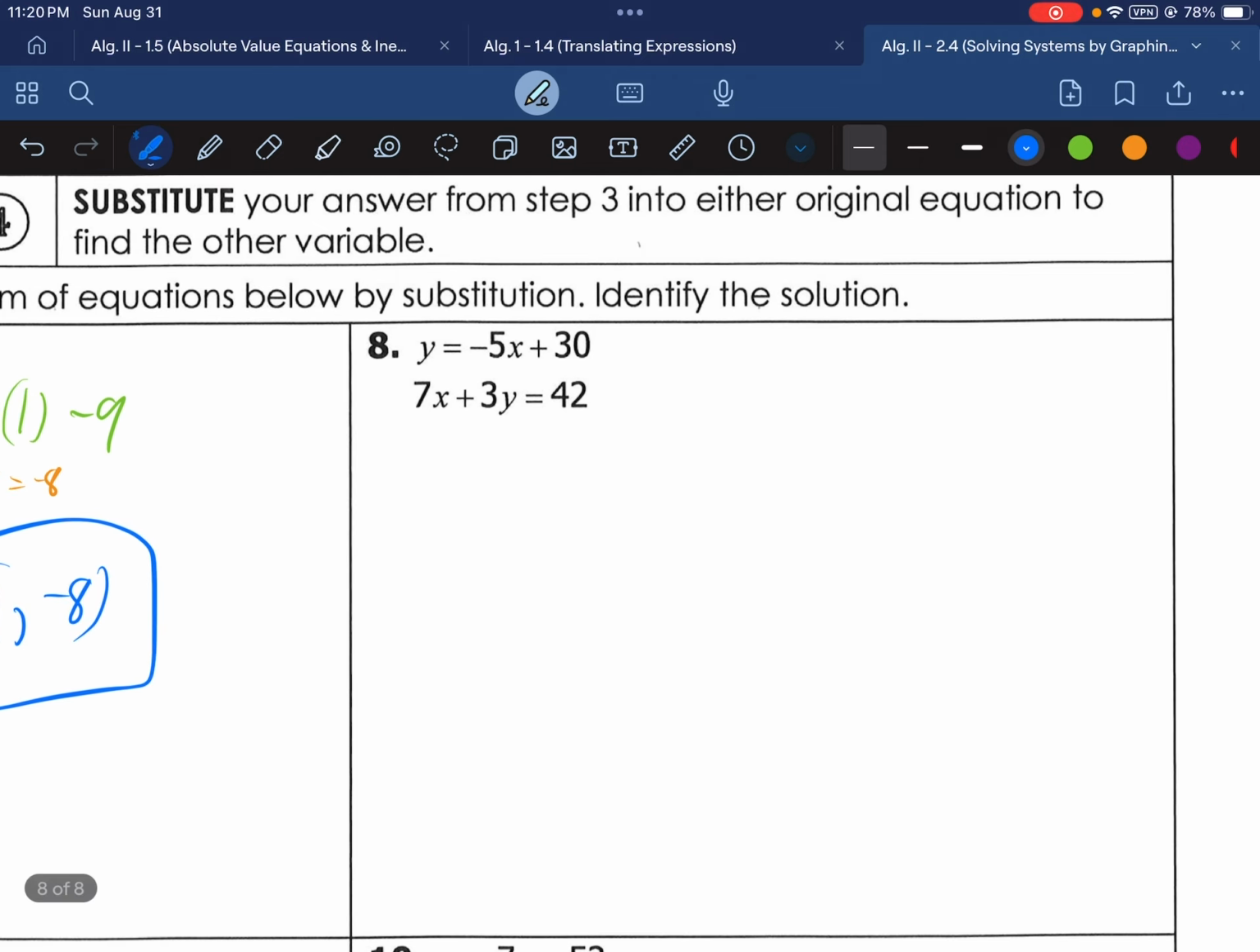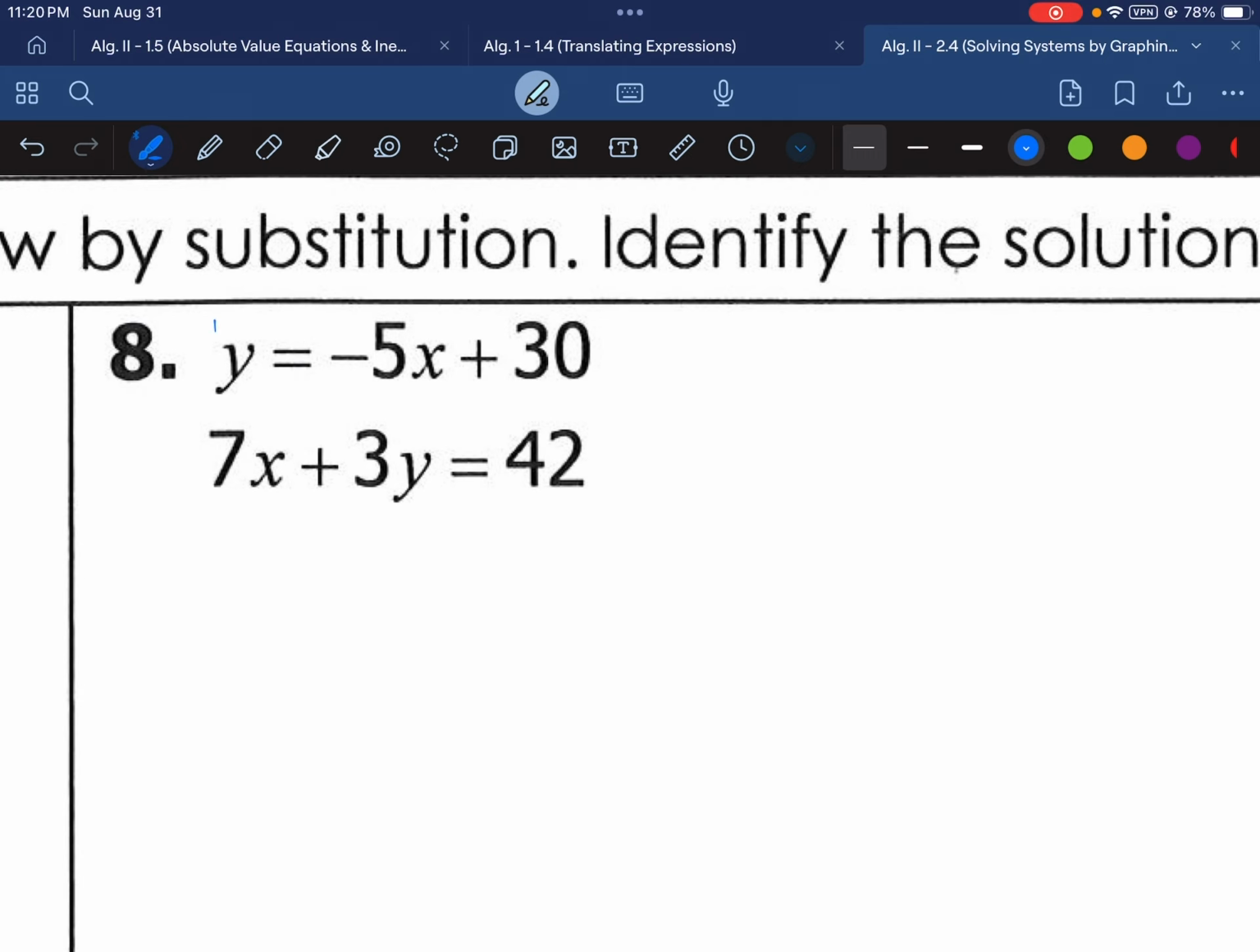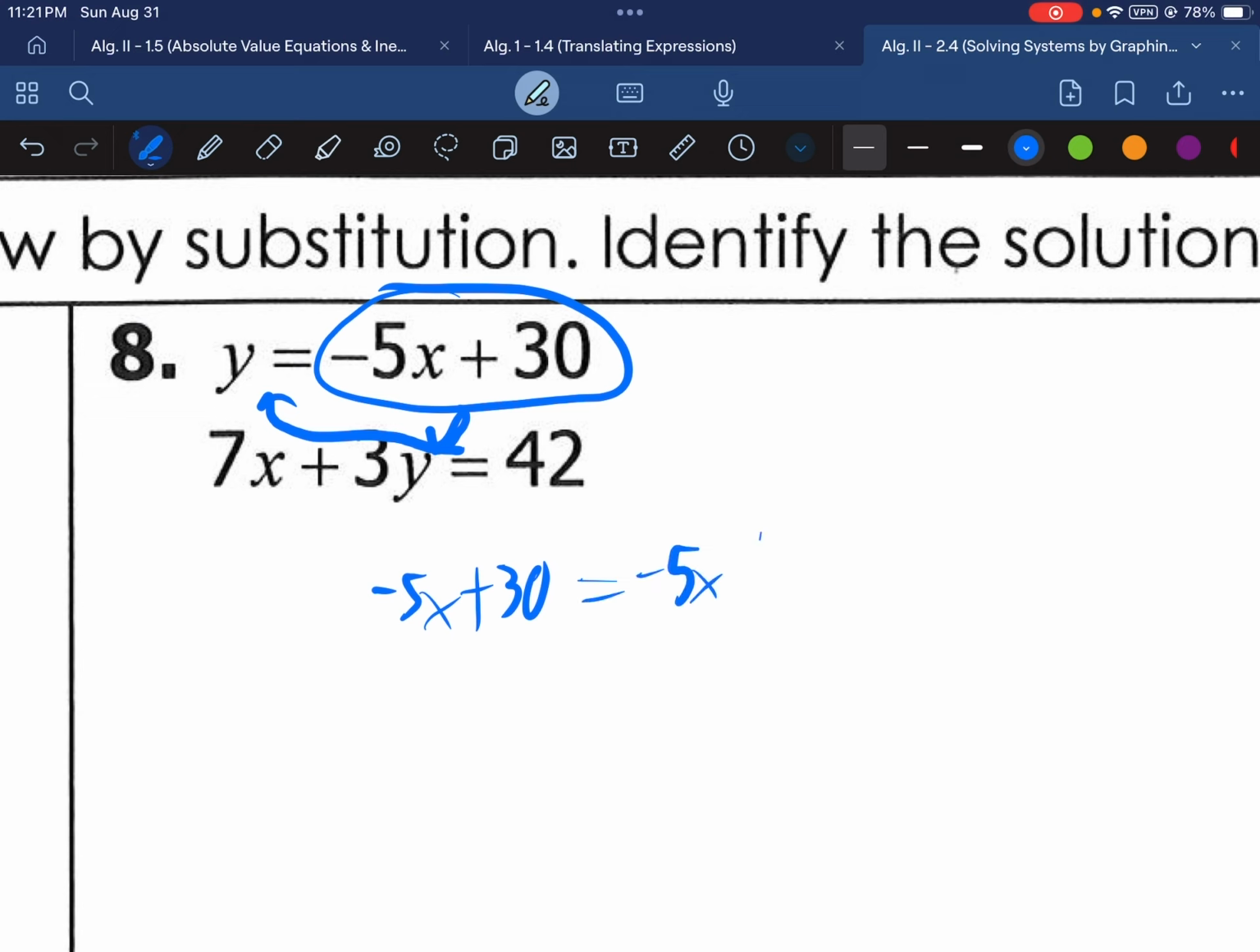So on number 8 here, we have these two equations, and one of them has a variable by itself. It has y by itself, and y equals negative 5x plus 30. So I'm going to take that and replace y in the other equation by what y equaled. It has to be from another equation. If you were to try to plug it back into this y, you would end up getting a false statement, where it shows negative 5x plus 30 is equal to itself.